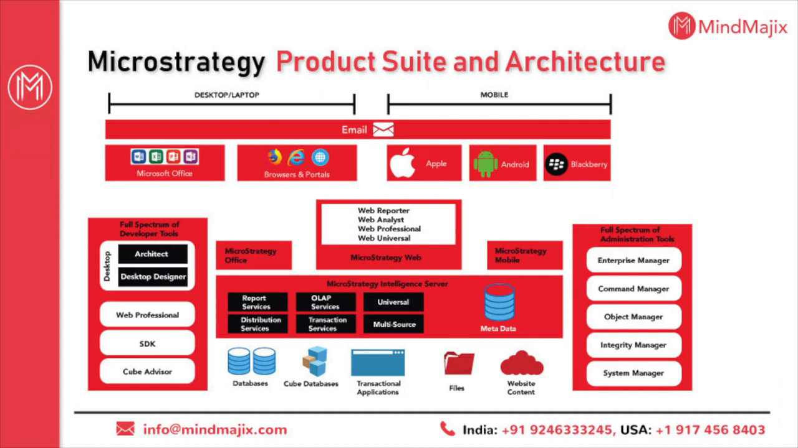Now let me talk about some products which are there inside the MicroStrategy ecosystem. On the left hand side, you will see the full spectrum of developer products. In this course, we are going to learn about MicroStrategy Architect and MicroStrategy Desktop Designer. These are the two products which are embedded inside MicroStrategy Developer, and we can do schema objects, architect, and database mapping from this, and we can develop reports, documents, dashboards, filters, all these application objects using these two tools.